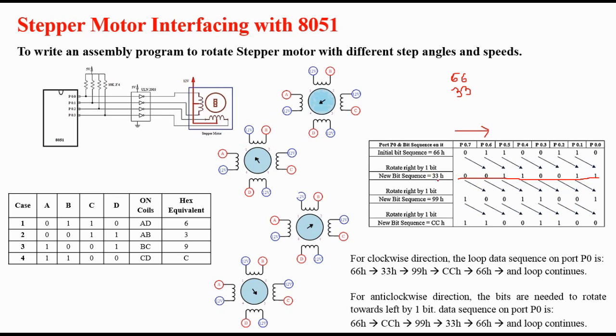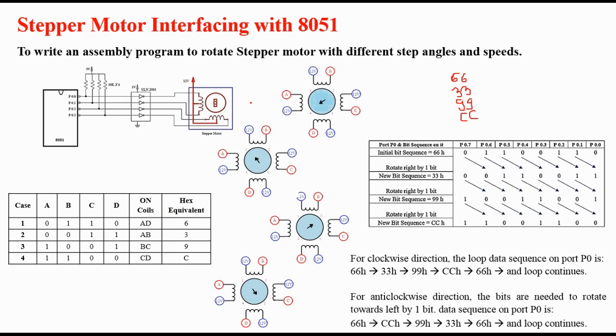So after rotating 33 towards right by 1 bit, you will get new code, that is 99. After this, once again you rotate 99 towards right by 1 bit. The same way you will get this kind of code generated, that is CCH. Now you observe the LSB nibble of this code: 6, 3, 9, C, which is the required code which we want to send over the lines of the microcontroller.